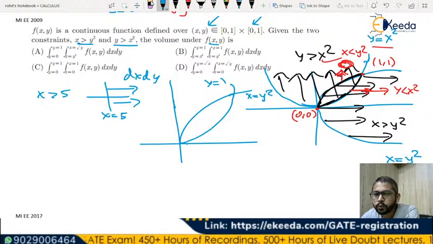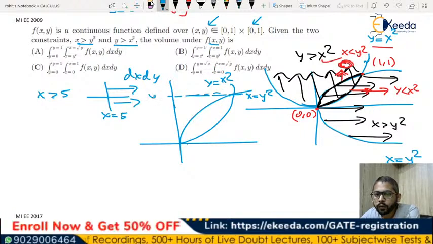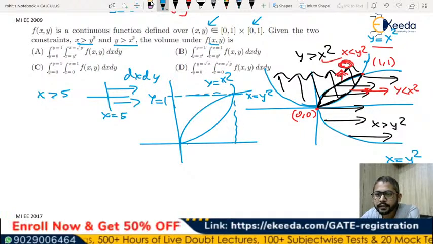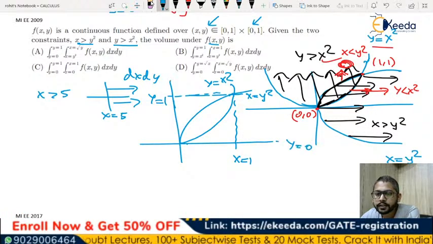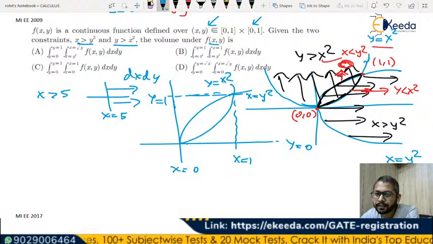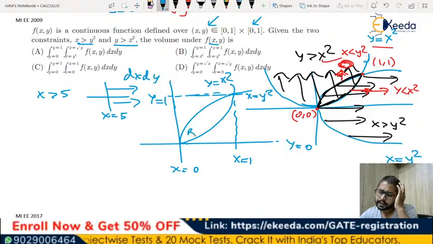This is y is equal to 1. This is x is equal to 1. This is y equal to 0, and this is x equal to 0. So the region bounded is very clear now. This is the region bounded.